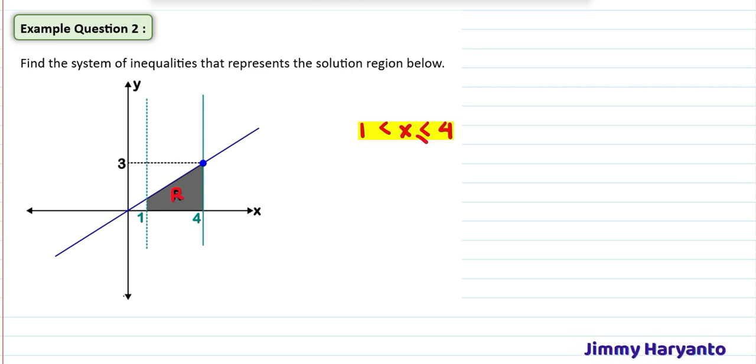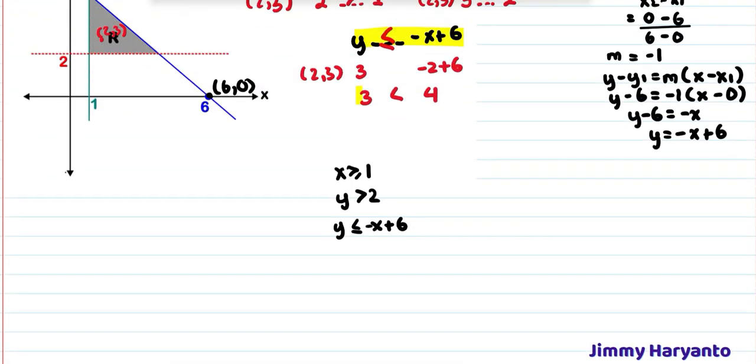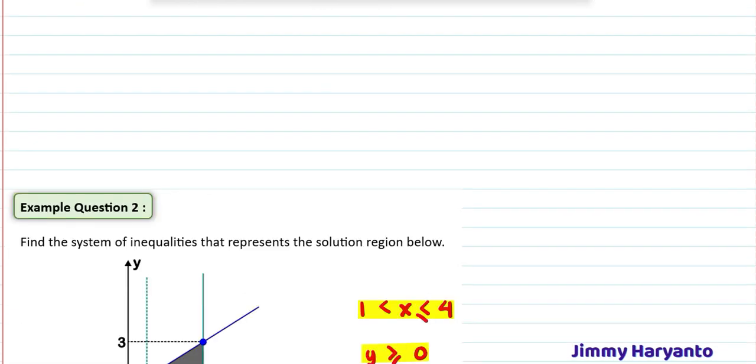Next is the horizontal line. For the horizontal line, it lies on y equals 0, so I will write down y and then 0. As you can see, the region is above the line y equals 0. That means the sign will be greater than or equal to. This is the shortcut to determine less than or greater than. But if you cannot understand this, you can use these methods also.